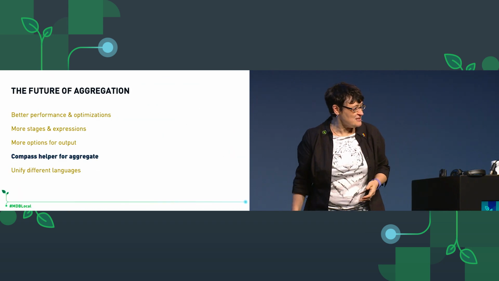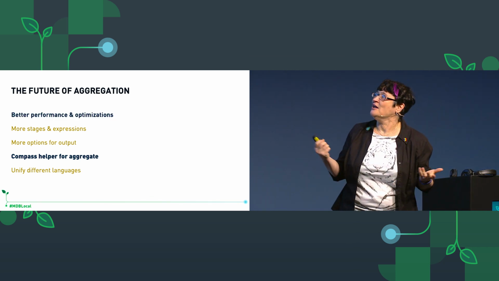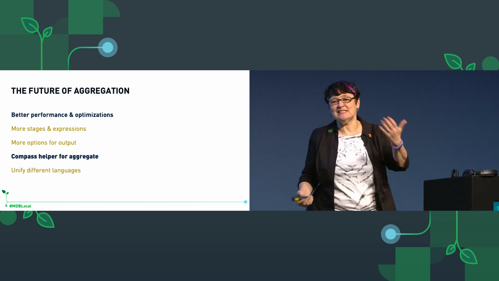All right, so then, what else? So we have Compass Builder for aggregation, like I promised. Now, we always have performance improvements and optimizations. That's in every release, right?